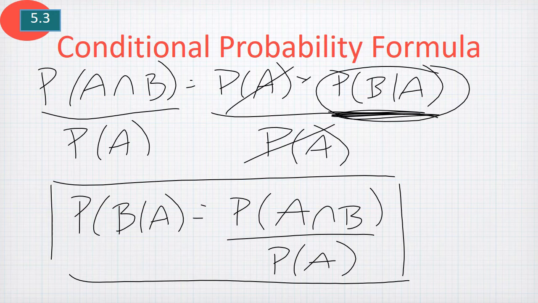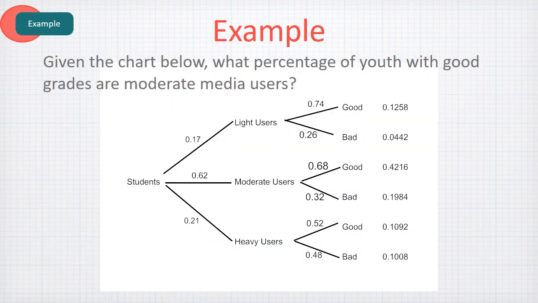I talked about this when we were doing the tree diagram lecture, but I just thought it's so important, I'm going to talk about it once more. Sometimes on the AP exam, they give you an actual tree diagram, and they ask you to use it to answer a question. So here's an example. Given the chart below, what percentage of youth with good grades are moderate media users? This looks like a big problem, so it needs a 4-step process.